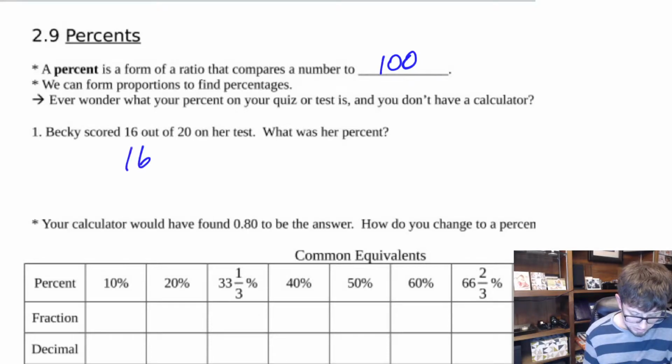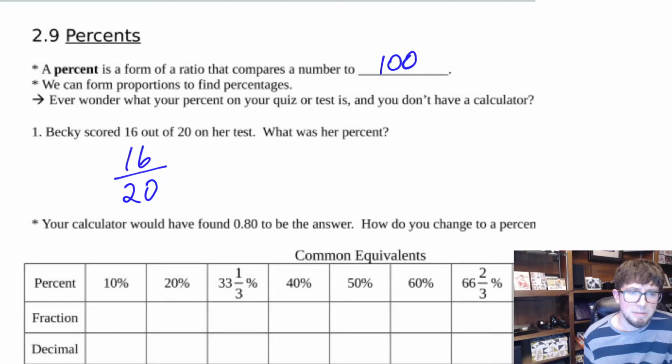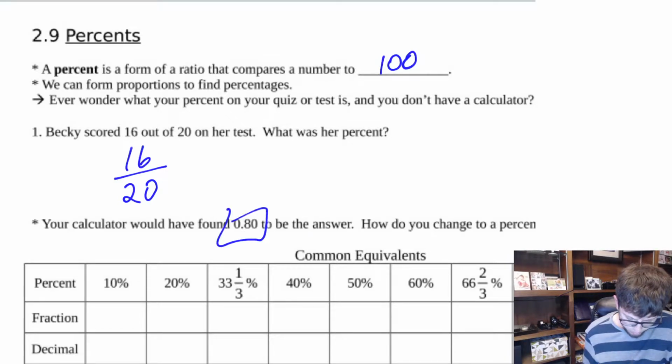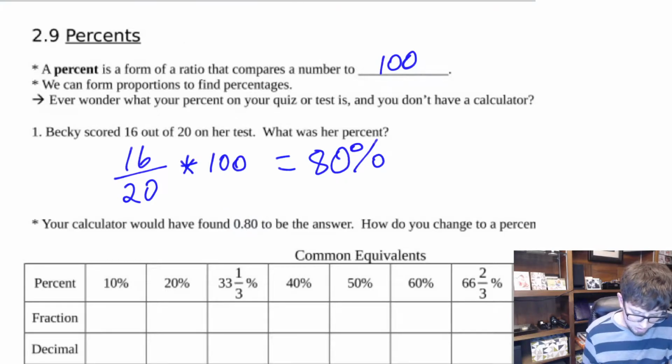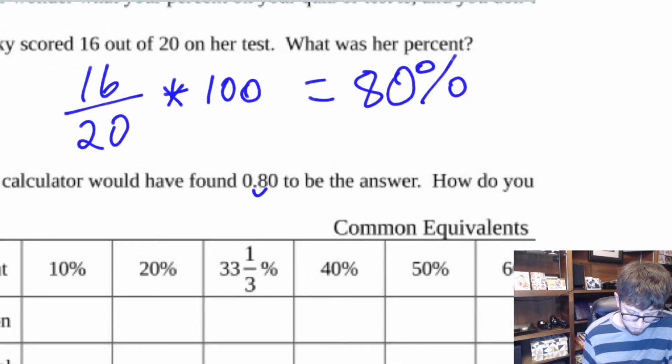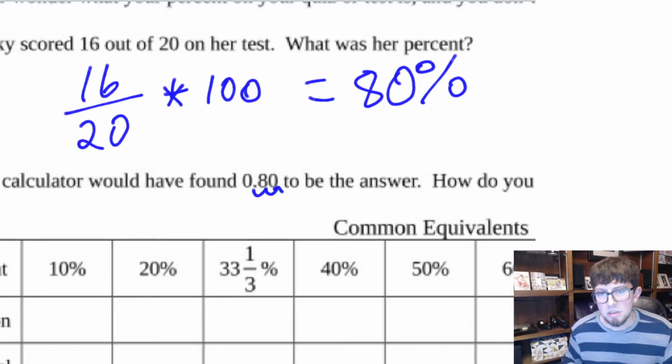You can just take 16 over 20, the top one divided by the bottom one. Your calculator would have found 0.80 to be the answer. How do you change it to a percent? You multiply whatever you get times 100, and your answer is 80%. If you're not too familiar with multiplying by 100, you can really just move the decimal place to the right twice. That's how 0.8 becomes 80.